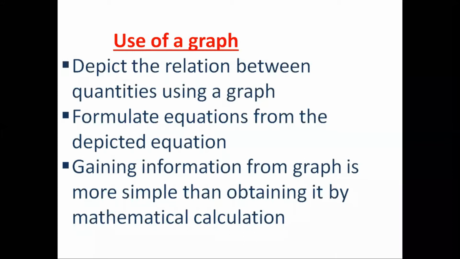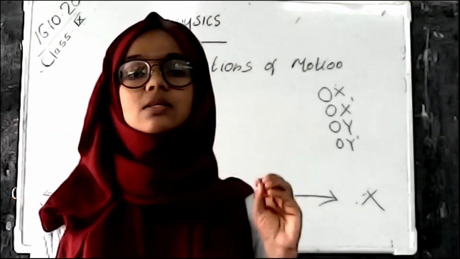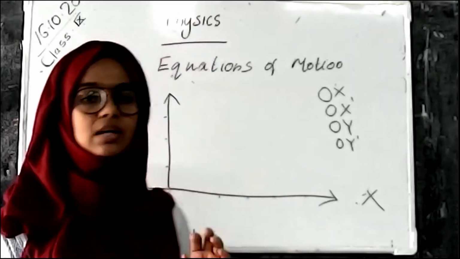It is easy to obtain the answer by formulating the equation from graphs. Gaining information from a graph is simpler than obtaining it by mathematical calculation. We use some mathematical operations to obtain answers. It is quite difficult to do some mathematical calculations, but using a graph is a very simple method to obtain the answers of some quantity. Okay, so we can see there are some uses of graphs.